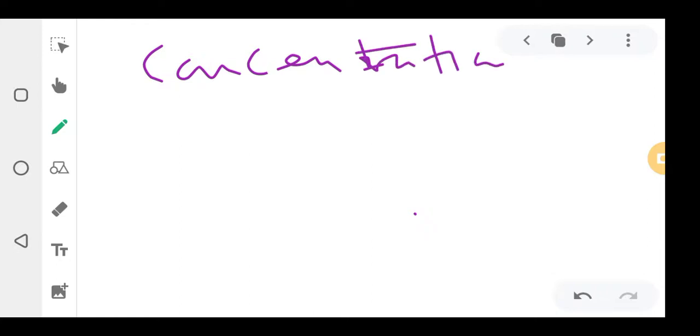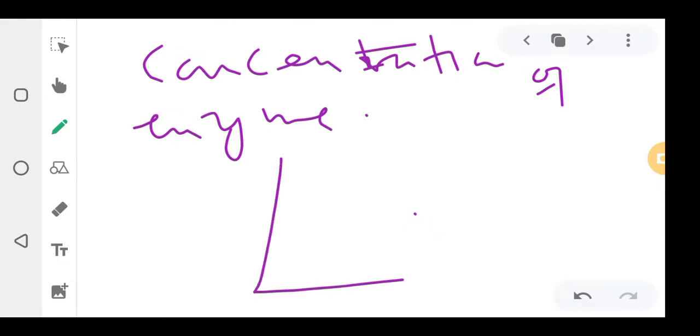I was just explaining. So lastly, I talked about the concentration of the enzyme. When you increase the concentration, the rate also increases. So this is the concentration of enzyme. Even when you increase the concentration, the rate increases.